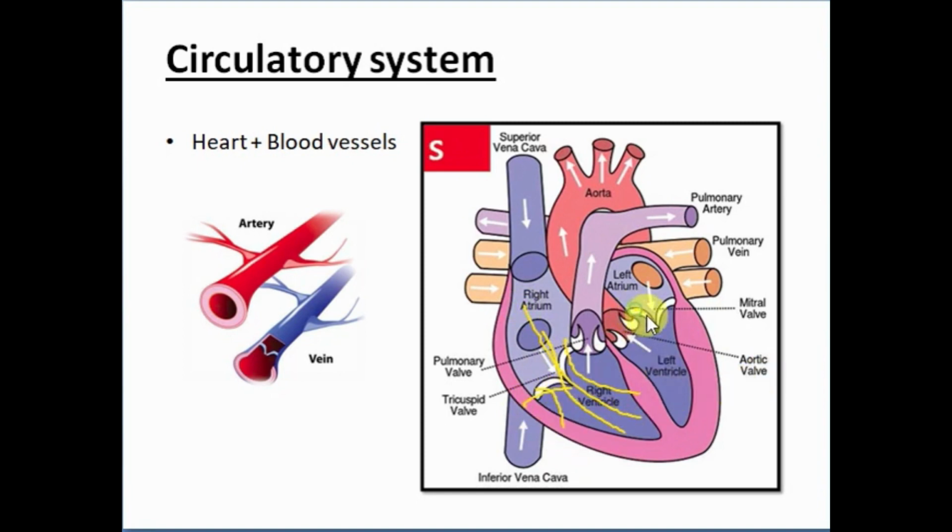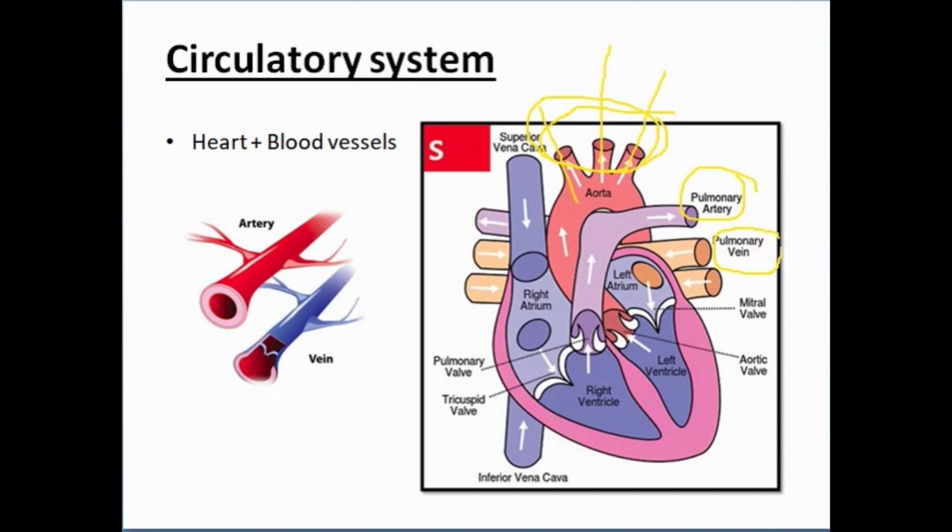Similarly, this is also a valve. It also allows the flow of blood in one direction. These two valves allow the flow of blood in the upward direction. So this is the function of these valves. Then here we have the aorta. This aorta carries blood to different parts of the body. Then we have this pulmonary artery and the pulmonary vein.